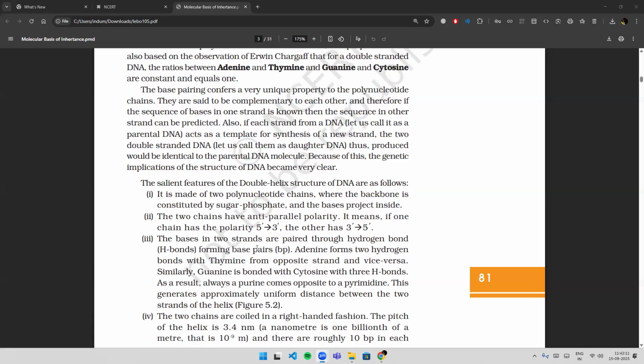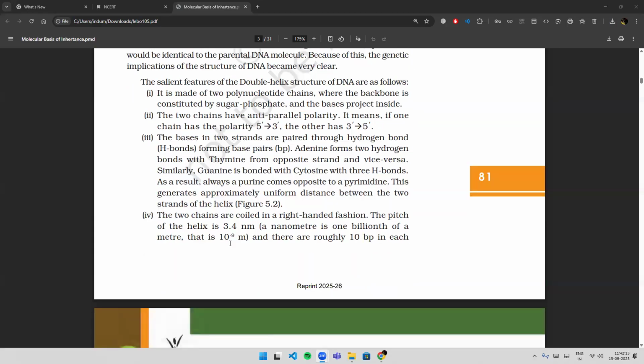Number 1. It is made up of two polynucleotide chains where the backbone is constituted by sugar phosphate and the bases project inside. Number 2. The two chains have anti-parallel polarity. It means if one chain has the polarity 5' to 3', the other has 3' to 5'.